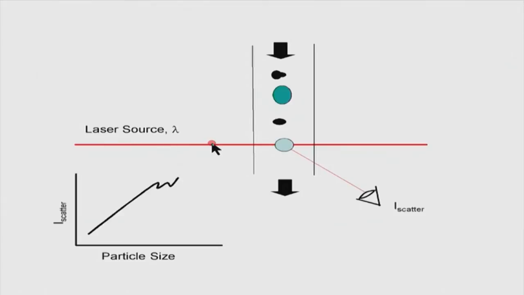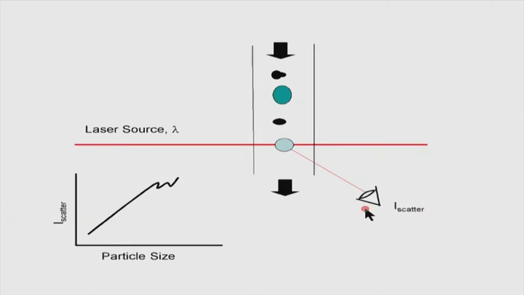You have a laser beam coming through. Instead of a cloud of particles, you actually have a single particle going through it one at a time. As soon as a particle goes through, it scatters light. There is a detector here which sees, oops, there's a particle there, oops, there's a particle there. So every time a particle passes by, you get a signal. Every beep is a signal. That means a particle has gone.